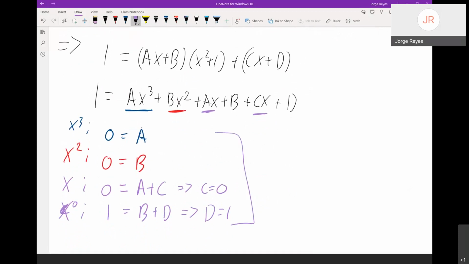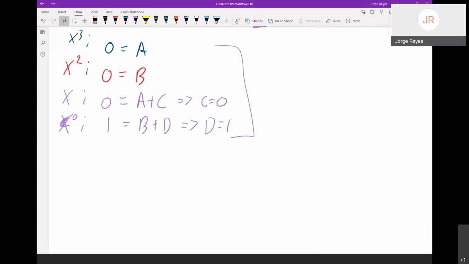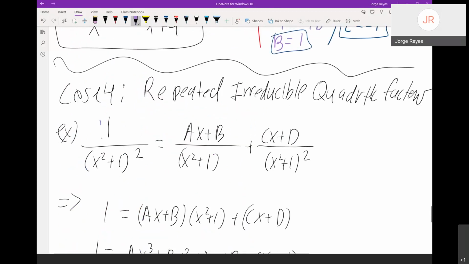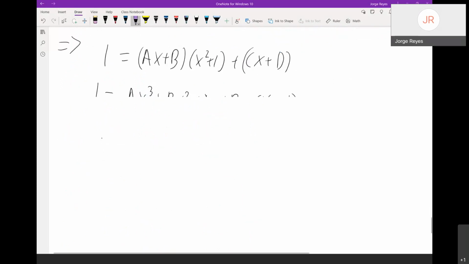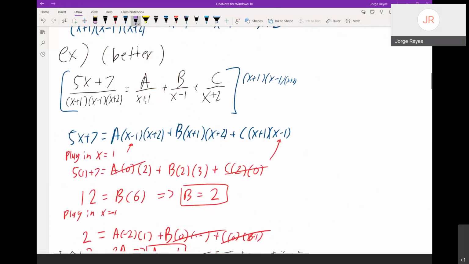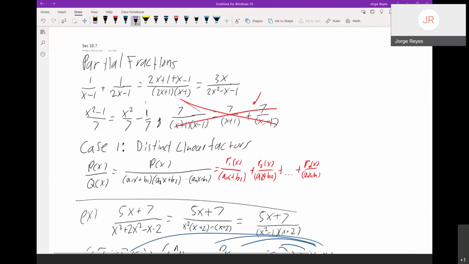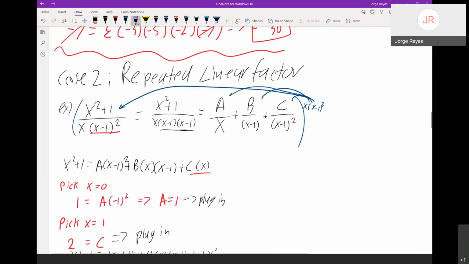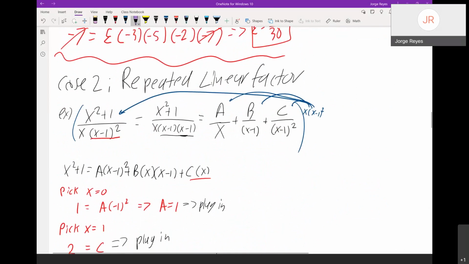But it doesn't matter because this example will not show up on your test. But this is how you do it though. Maybe I should have made a 4 here so it's at least a little bit different, or at least an x plus 1 here. But what I want to say for this section is case 2 and 1 are the ones you need to know how to do: distinct linear factors, and then when they're repeated. Those are by far the most important. The other two, they're okay.